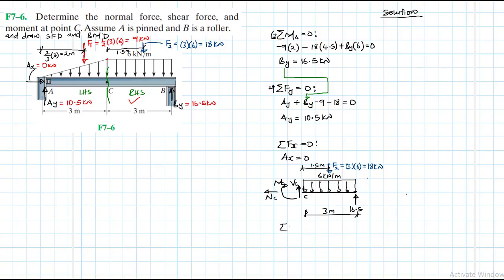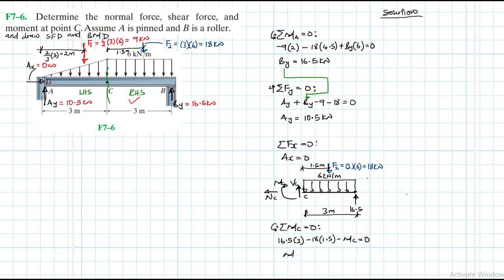Let's start with moment. So summation of moments about point C equal to 0, with clockwise being our reference. What do we have? We have 16.5 by 3, which is anti-clockwise. And then we have 18 by 1.5 clockwise. And then we have MC, which is also clockwise.